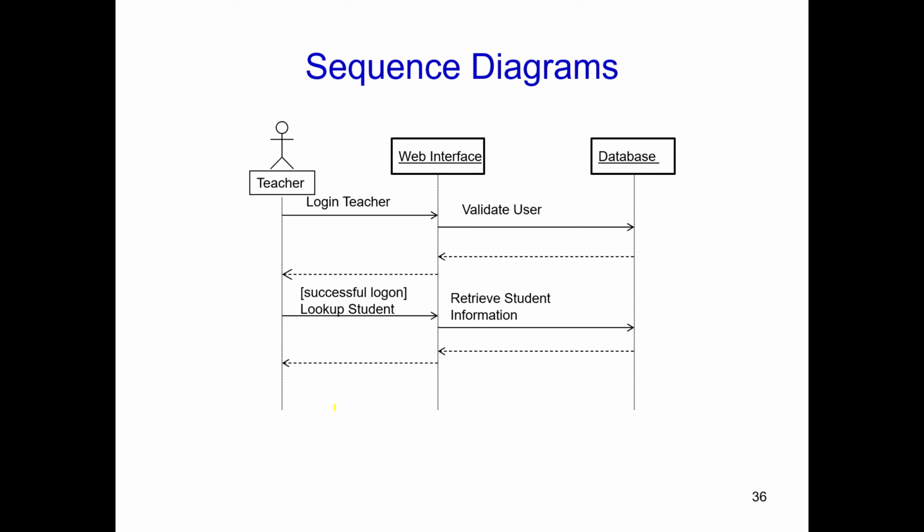Here's another sequence diagram of a teacher trying to log into a system, a computer system. So again, you can see what's going on here. Teacher is going in, the user with the database goes back, and then after the successful logon, the lookup student, retrieve student information, get the information.